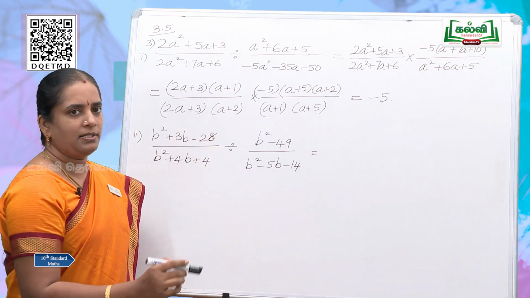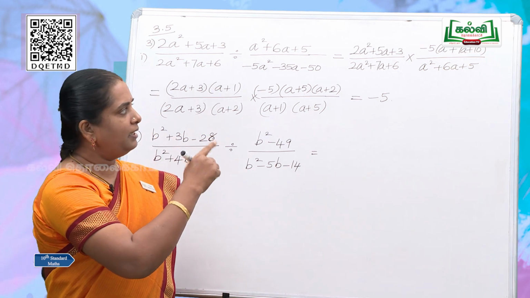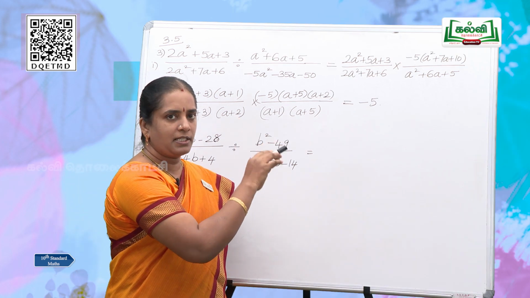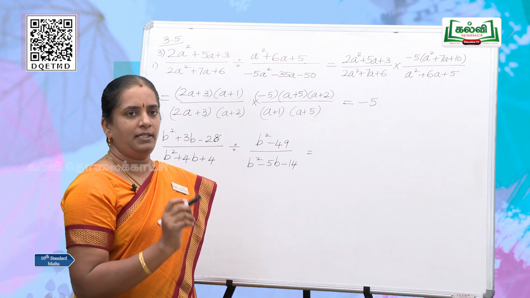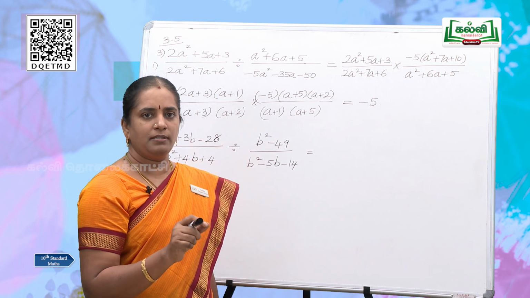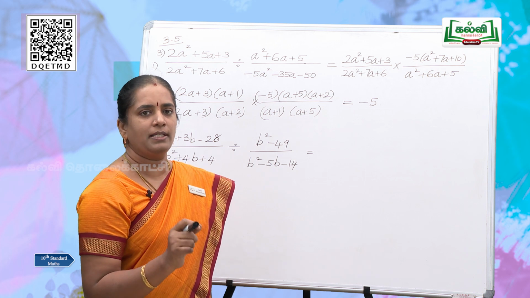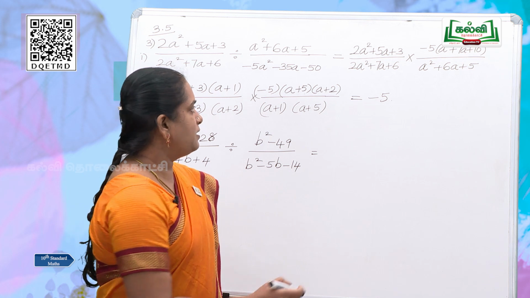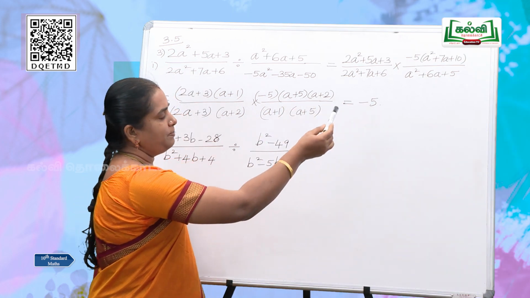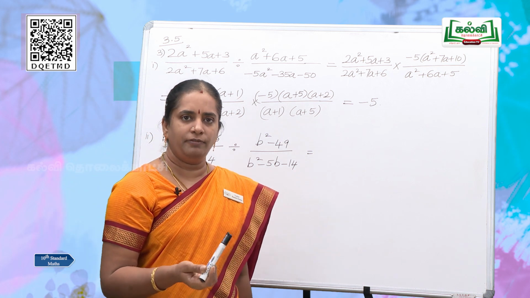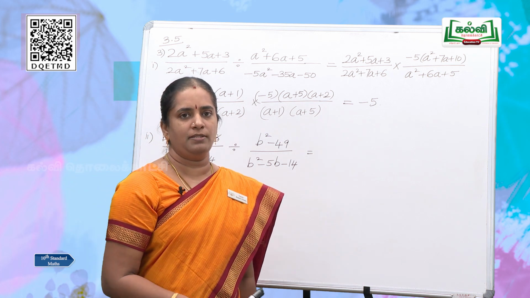In the next rational expression, we already have a numerical coefficient minus 5, and then inside that a square plus 7a plus 10 is there. So, product of the numbers is 10 and the sum is 7. So, you have found the numbers as 5 and 2. So, a plus 5 into a plus 2, and then in the denominator the product is 5 and the sum is 6. So, the numbers are 1 and 5. So, a plus 1 into a plus 5.